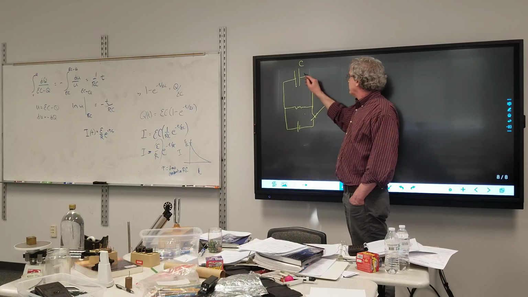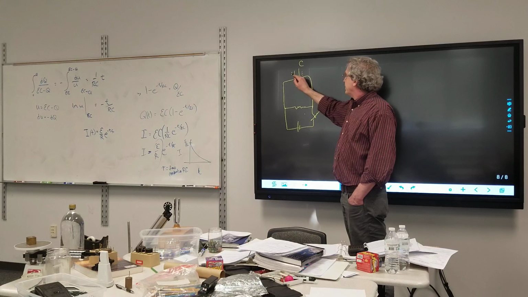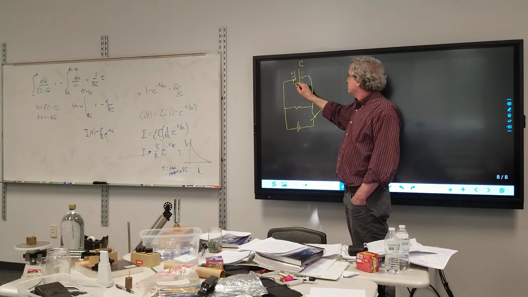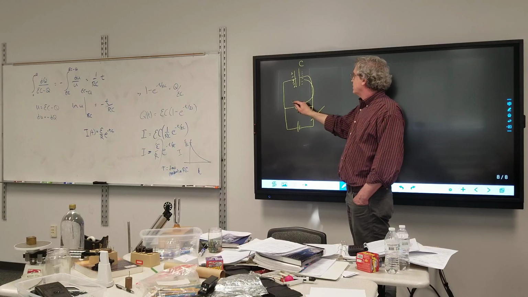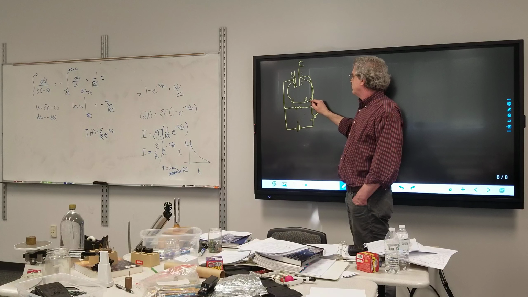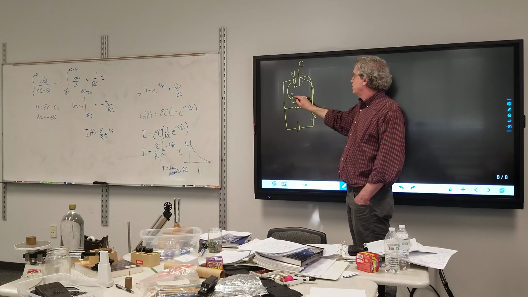I've got a bunch of electrons here, excess protons here. And so now the electrons are going to start to flow around like this, or the current's going to flow around like this. So this is my charge flowing and this is my current.